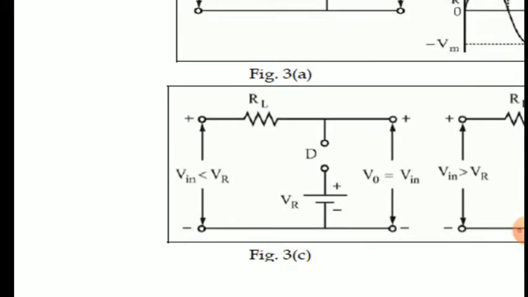Now we are redrawing the circuit. It is figure 3C for V input less than VR. Just redraw the circuit by yourself.